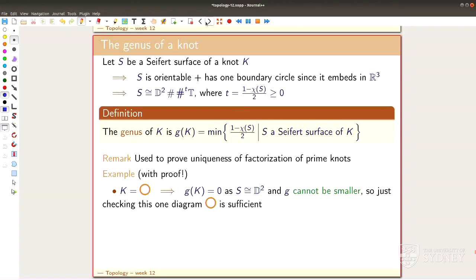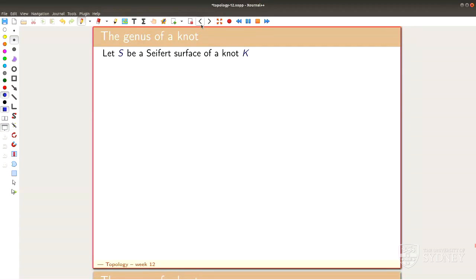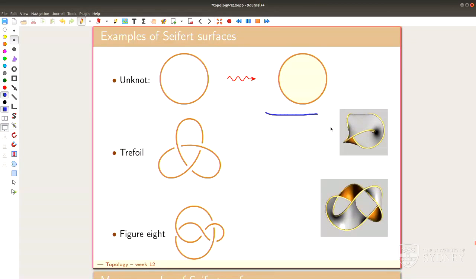Okay, and here's an example. And I call this an example with proof because I want you to look at it carefully and follow me. So if our knot is the unknot, then we already know how to construct one Seifert surface for it. Here we go. It's just this one. Not very hard. It's a disk. And that's clearly a disk.